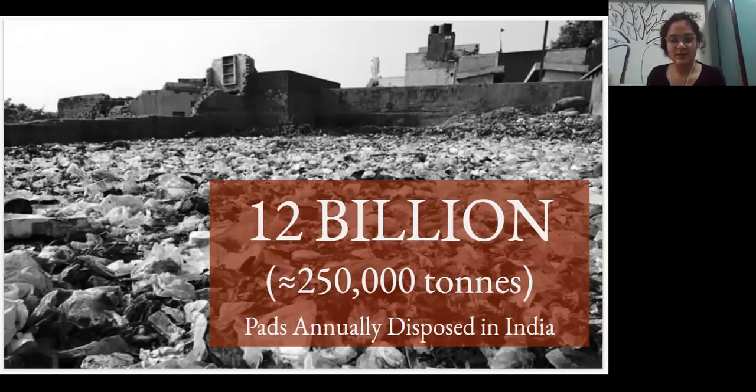So like it says on the screen, there is 250,000 tons of garbage, and this is just for India. Now in India, only less than 20% of the women use sanitary napkins. So the rest are still using cloth or old rags. They use cotton, they use leaves, ashes, sawdust, essentially anything they can find.